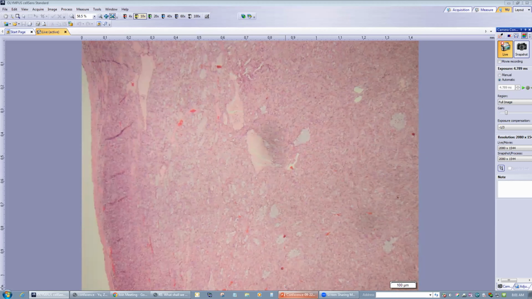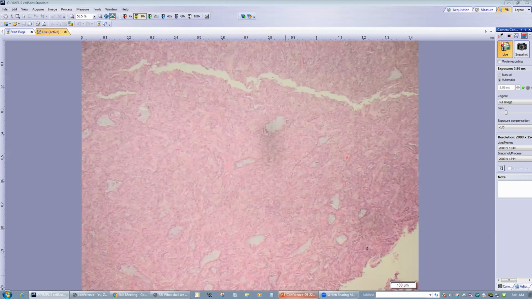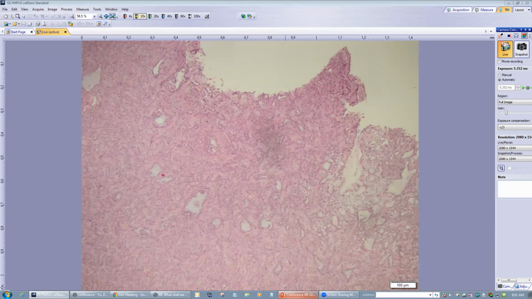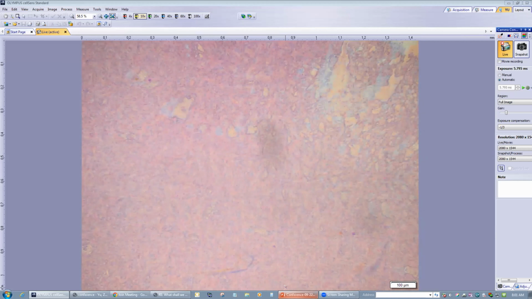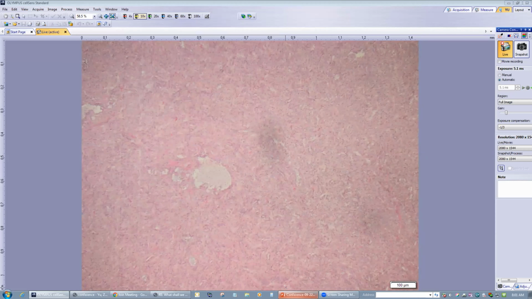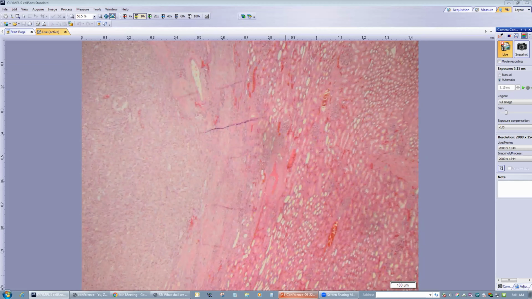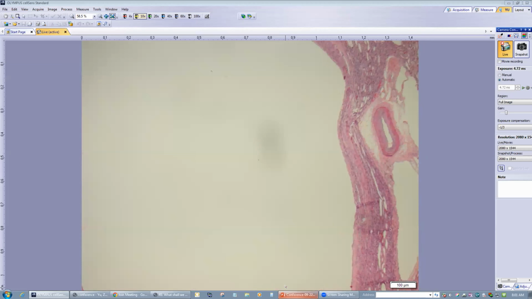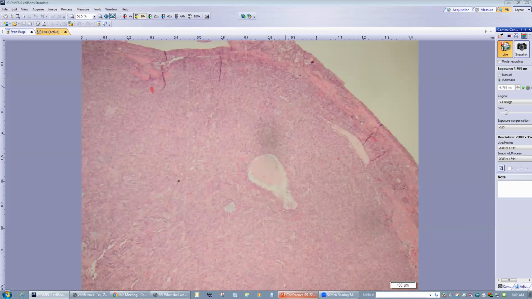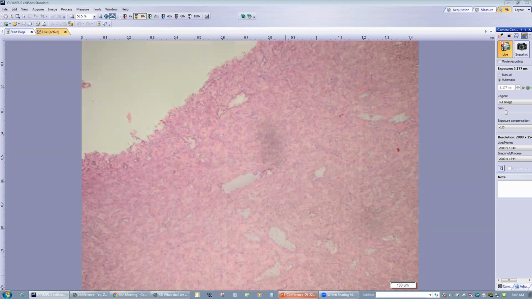So this is the tumor. There is some small cystic dilatation inside the tumor, but it is largely solid. That's the demarcation from the kidney. That's the cystic area. So let's go to higher power and look at it.